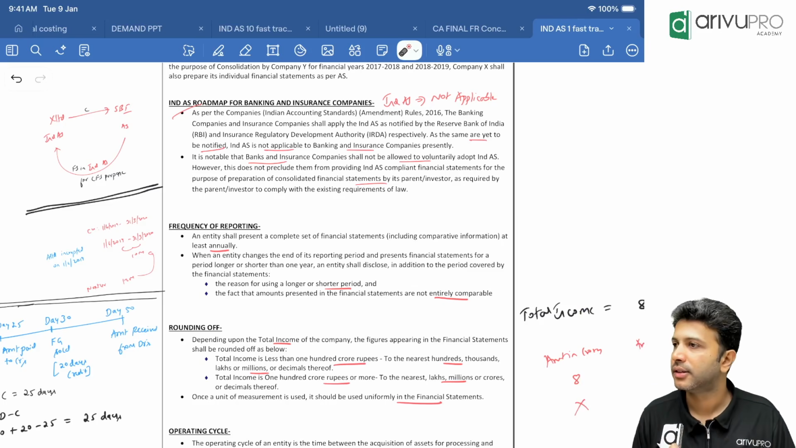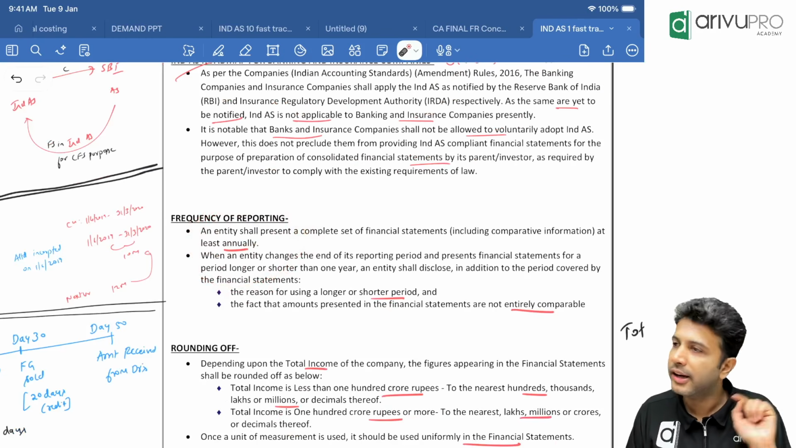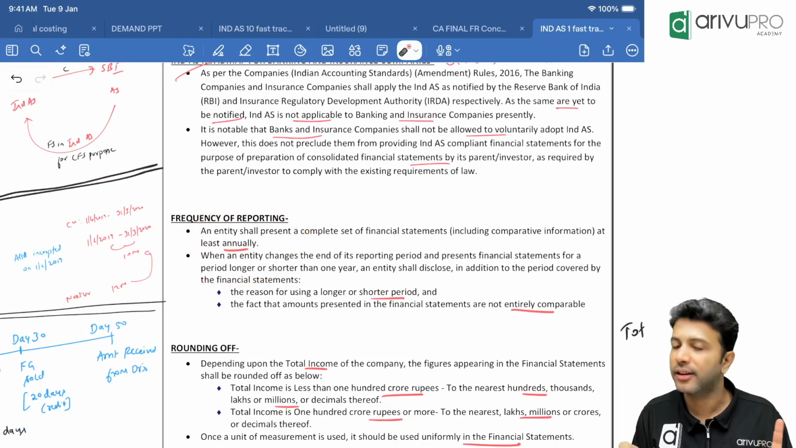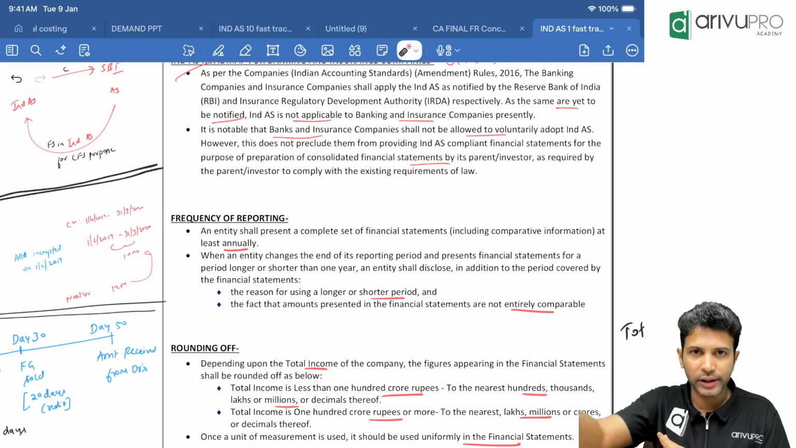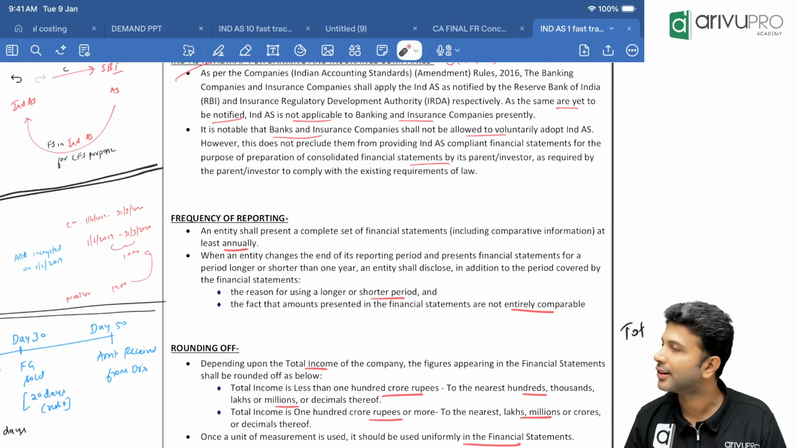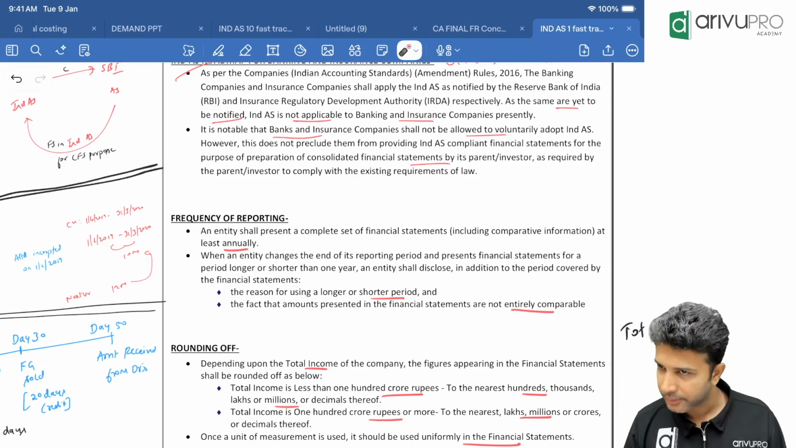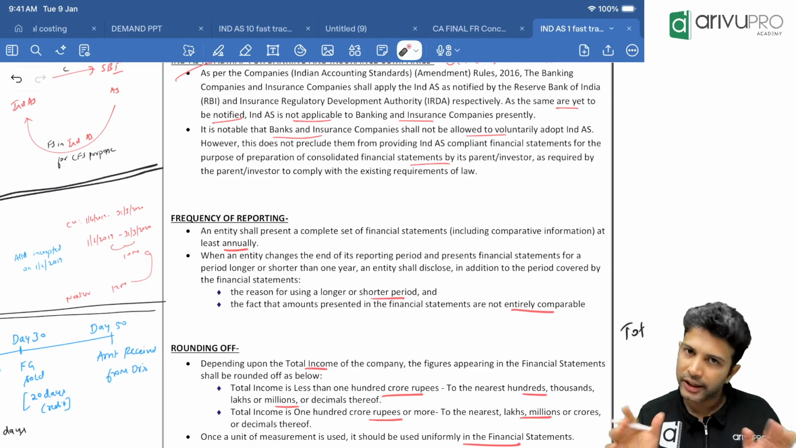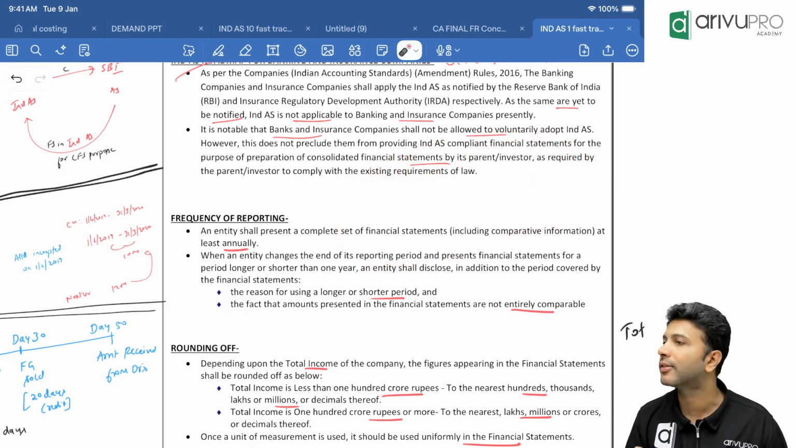Now, frequency of reporting. How often should you report? In India, you need to report at least once in a year, annually. You need to present your financial statements once in a year, with 12 months data, the whole year. From April to 31st March, whatever transaction has happened, you need to capture in your financial statement.